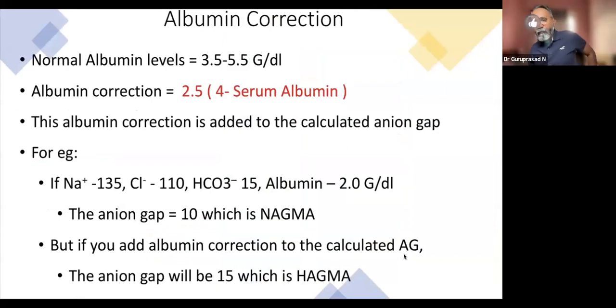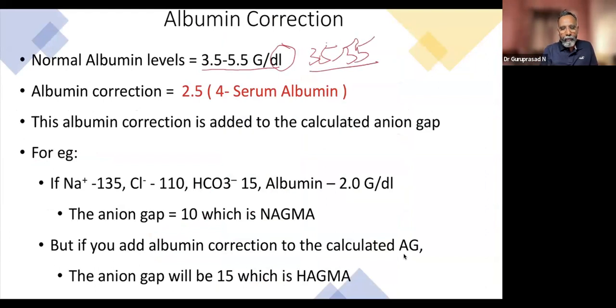And as I said, once you calculate the anion gap, next, if the albumin value is given, invariably we do an LFT and you get an albumin value, then you have to correct the anion gap using the albumin correction. Normal albumin is around 3.5 to 5.5 grams per deciliter. Okay, if they take liters, it will be 35 to 55. Okay, that you should keep in mind. So when it is given in deciliters, it is 3.5 to 5.5.